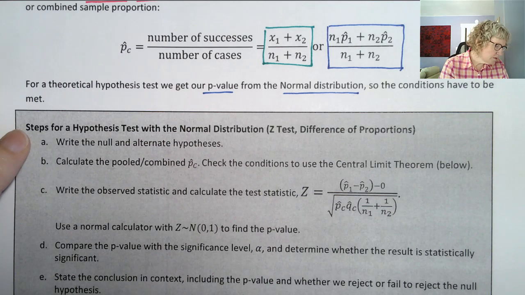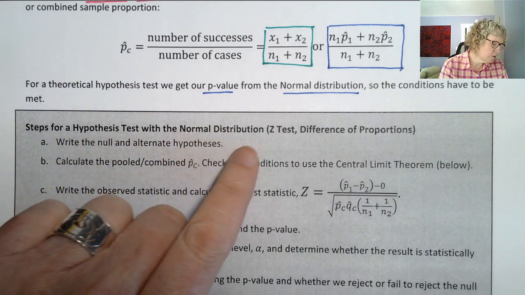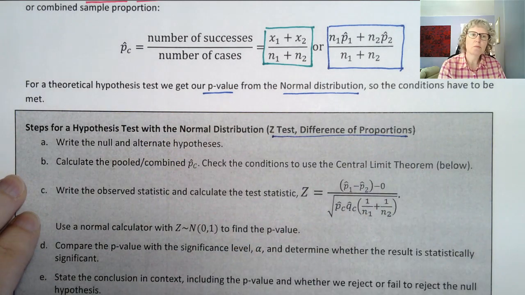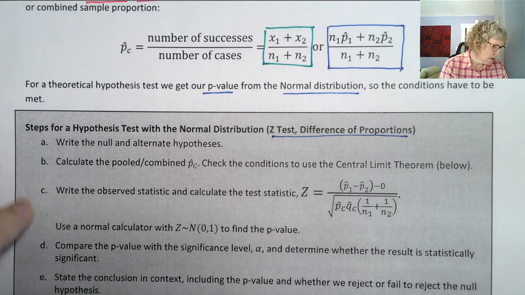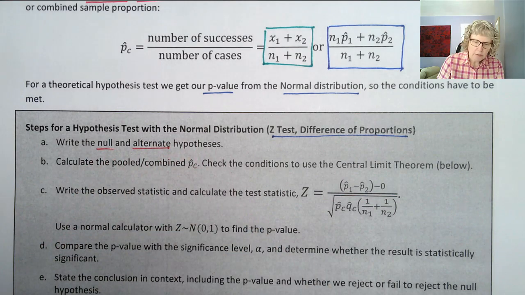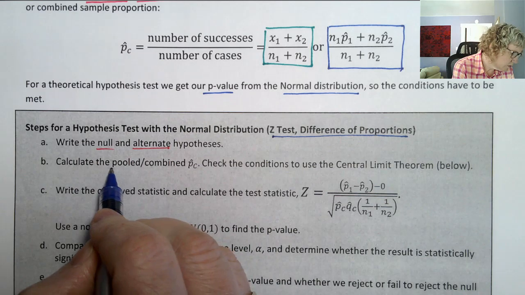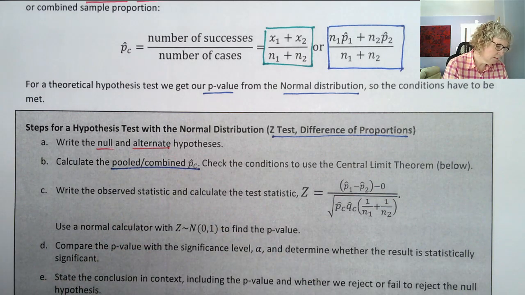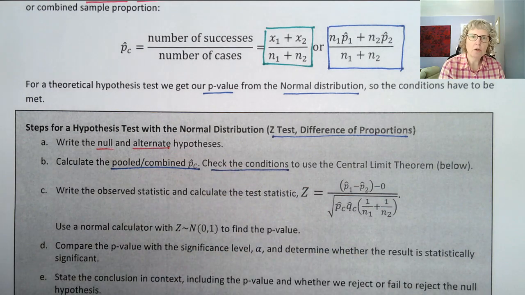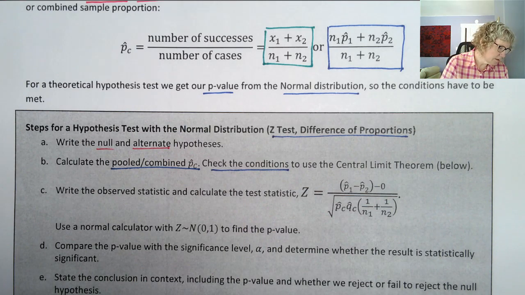Okay, so here's the steps for the hypothesis test with the normal distribution. This is called a z-test for difference of proportions in GeoGebra. Okay, so just like you're used to, we're going to write the null and alternate hypotheses. Okay, then we calculate this pooled or combined P hat C. Okay, and check all of the conditions which are listed below. We'll go through those.